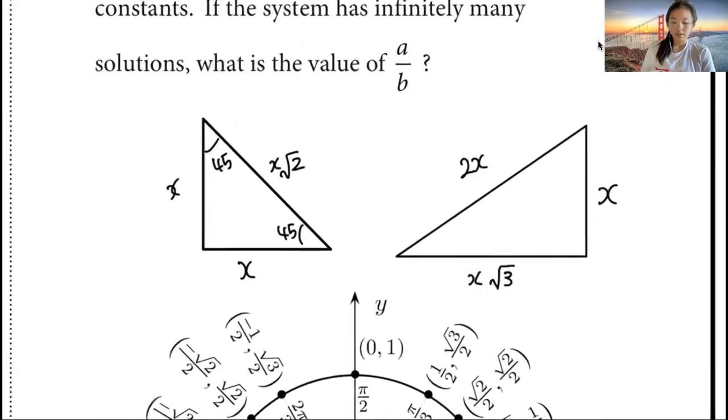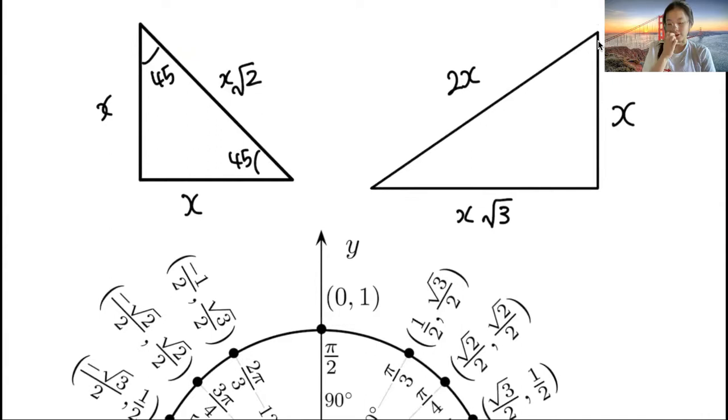So the SAT is going to test you on mainly these two types of triangles. There's a 45 triangle, so it's going to be 45, 45, 90. And the other triangle is the 30, 60, 90 triangle, as you can see. And what's written here, these x's and this x root 2, these are the ratios, okay?